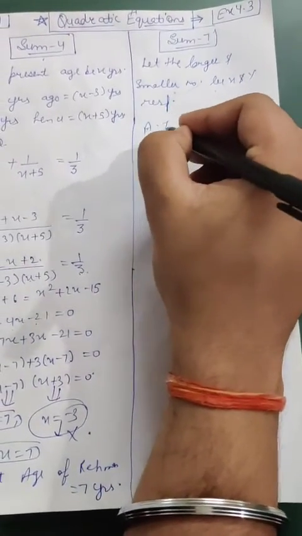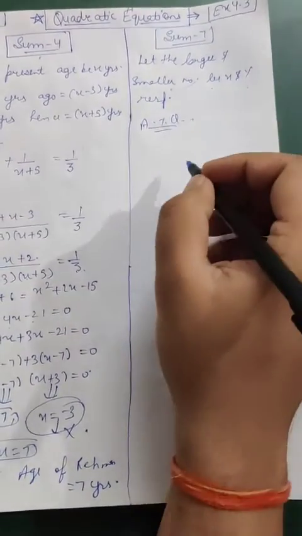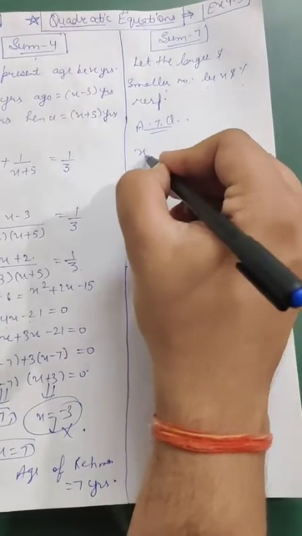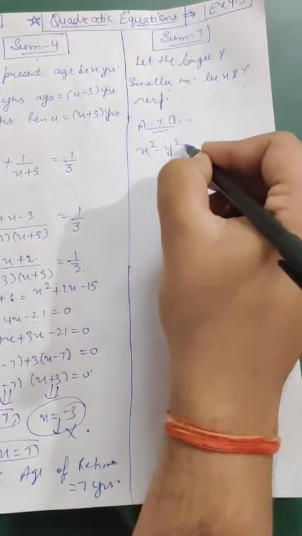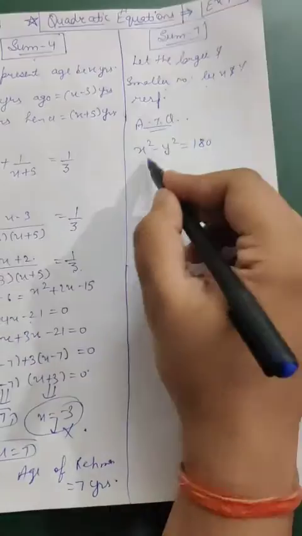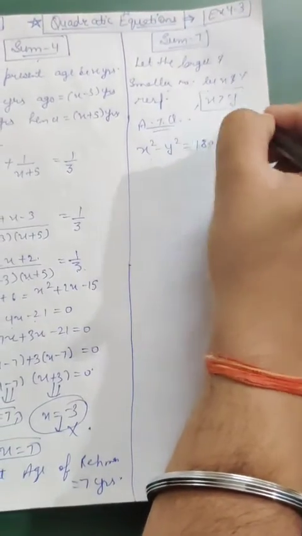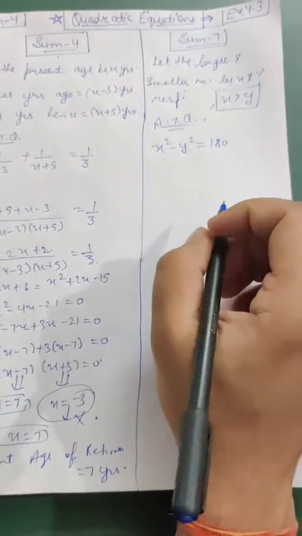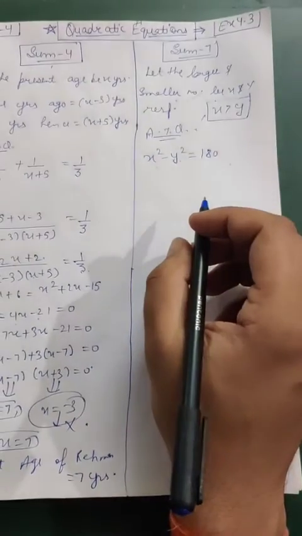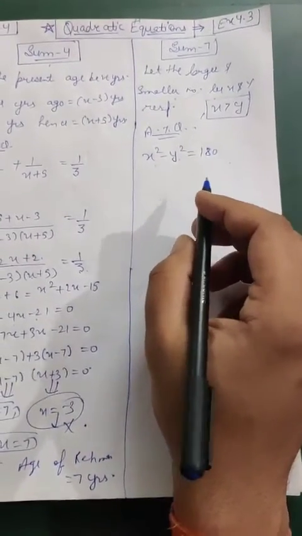Now according to the question, what is given: the difference of the square of two numbers, means x square minus y square is equal to 180. Why x square minus y square? Because as we know that x is greater than y, so the difference is 180, and the square of the smaller number is 8 times the larger number.